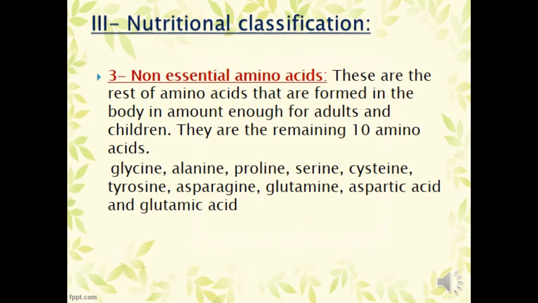So these are the non-essential amino acids. They are synthesized in the body, so you don't need them from your diet or from food. These 10 amino acids are glycine, alanine, proline, serine, cysteine, tyrosine, asparagine, glutamine, aspartic acid, and glutamic acid.